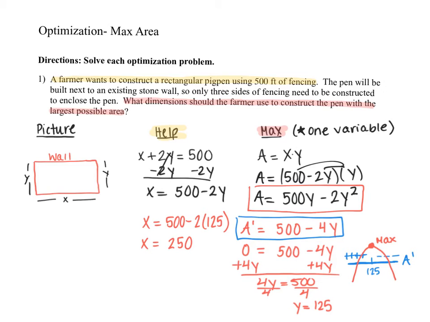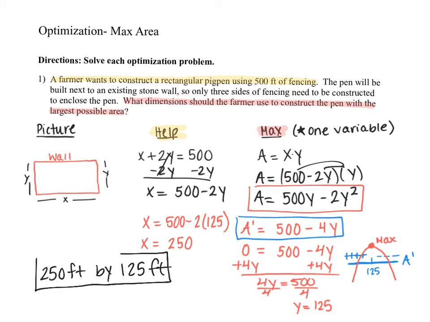So when they ask you what the dimensions are, x and y, 250 feet by 125 feet would be the appropriate answer. You could say 125 first by 250. They usually do smaller by larger, but that's fine. And that's it. Those are my dimensions.